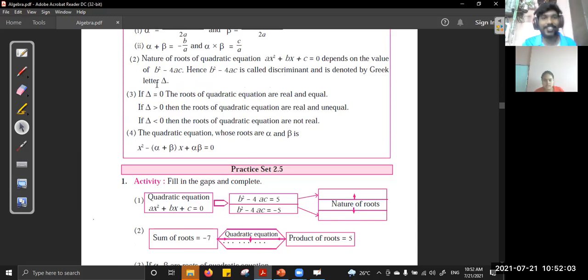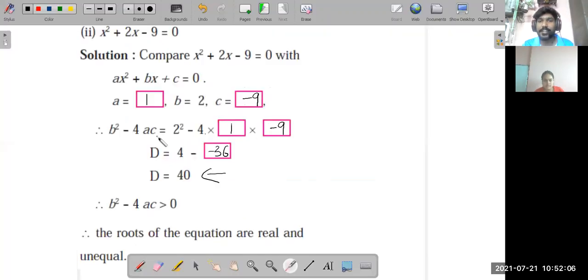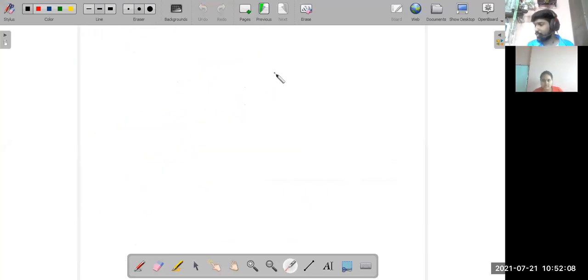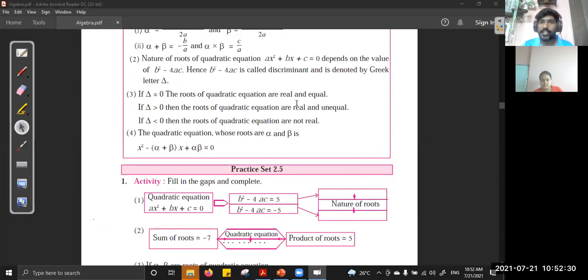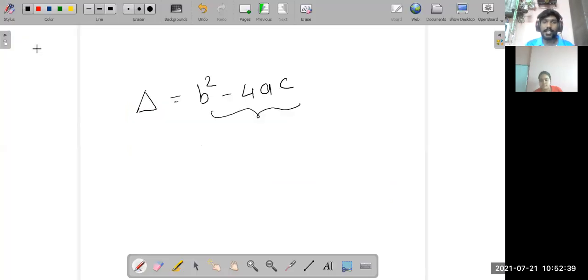Okay, I got it. Discriminant, you remember discriminant? The notation given to that discriminant is delta. So b square minus 4ac is given the notation called delta. That's why there is the direct formula. They say if delta equal to 0, then real and equal. If delta greater than 0, then real and unequal, and delta less than 0, then not real. But the meaning is delta is b square minus 4ac.